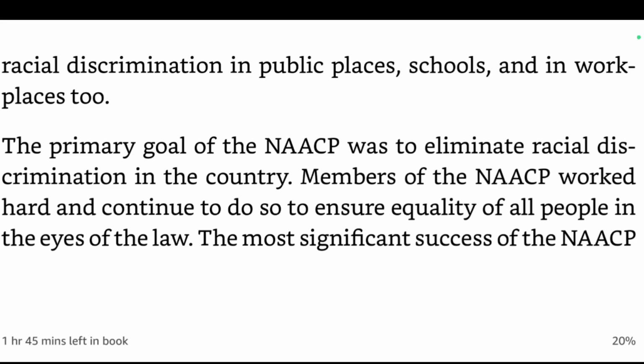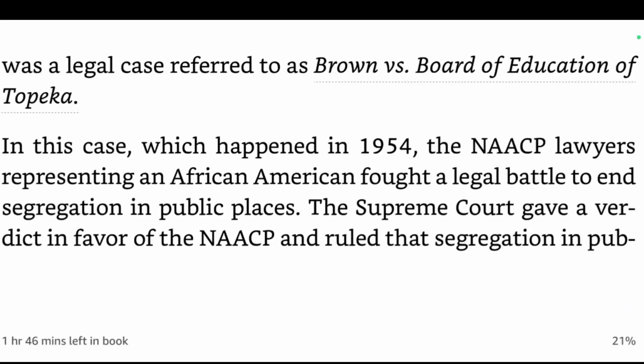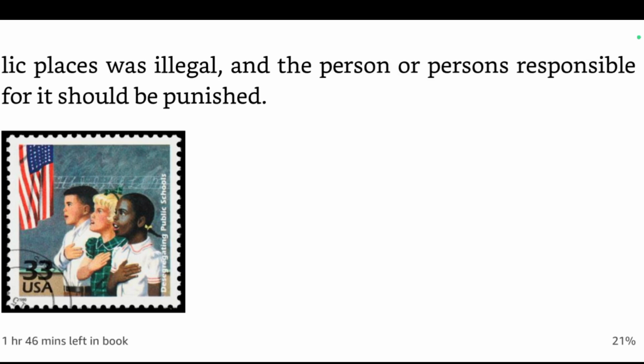The most significant success of the NAACP was a legal case referred to as Brown versus Board of Education of Topeka. In this case, which happened in 1954, the NAACP lawyers representing an African American fought a legal battle to end segregation in public places. The Supreme Court gave a verdict in favor of the NAACP and ruled that segregation in public places was illegal and the person or persons responsible for it should be punished.